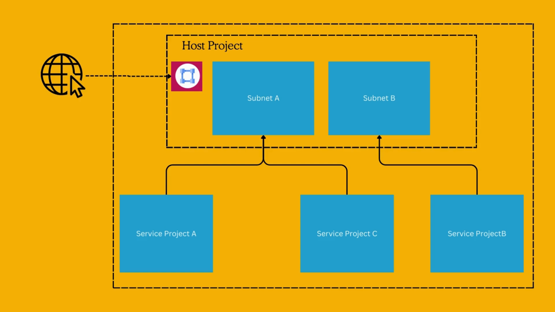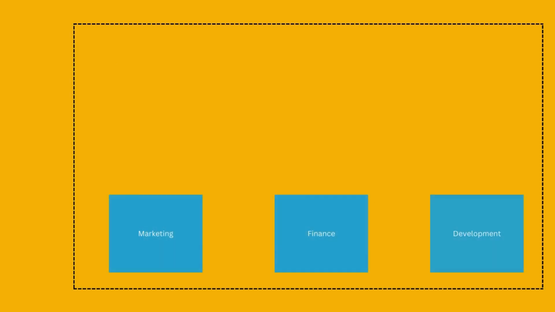With Shared VPC, multiple projects within the same organization can share a VPC network. This allows different teams to manage their resources independently while using a common network, improving collaboration and resource management. Let's imagine you have an organization with multiple departments. Your IT department needs to access other departments' resources such as marketing, finance, development.